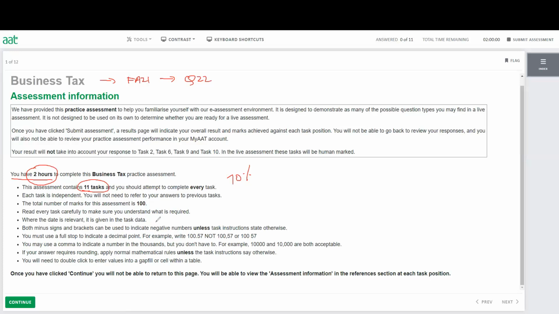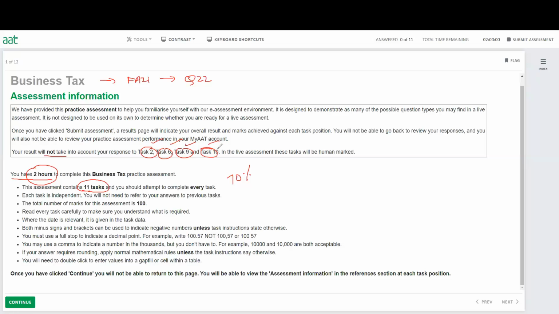The question, which will be part of the writing, you can see here, this says your result will not take into account the response to tasks 2, 6, 9, and 10. That means this practice assessment will not cover tasks 2, 6, 9, and 10. The reason is, in this question, there will be a little bit of a writing task.